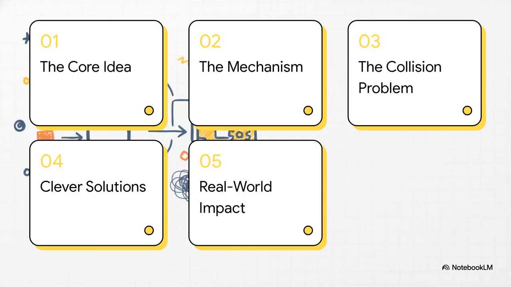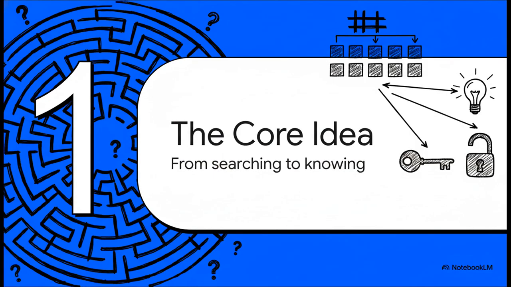Okay, so here's our game plan. First, we'll dig into that core idea. You know, the magic library concept. Then we're going to peek behind the curtain to see the actual mechanism that makes it all work. We'll also have to talk about the one big problem they all run into, collisions, and look at the super clever ways engineers get around it. And finally, we'll tie it all back to the tech you use every single day. So, let's start with that big idea.